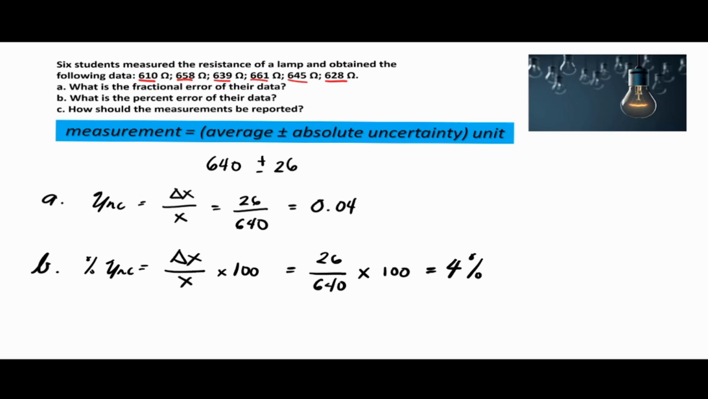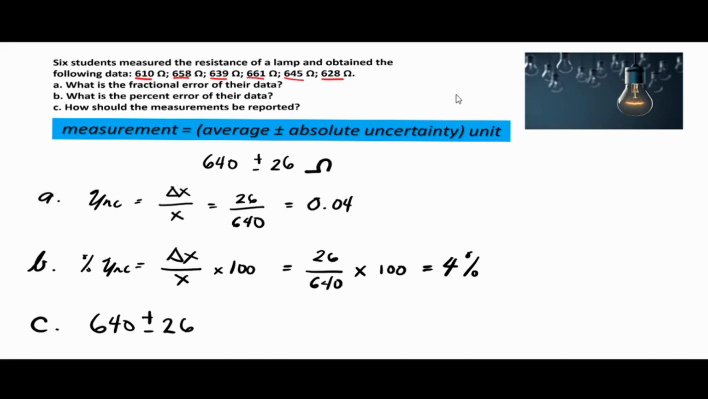So for letter C, our measurement is reported as 640 plus minus 26. Of course, the unit is in ohms.